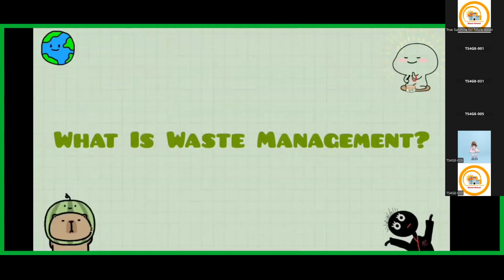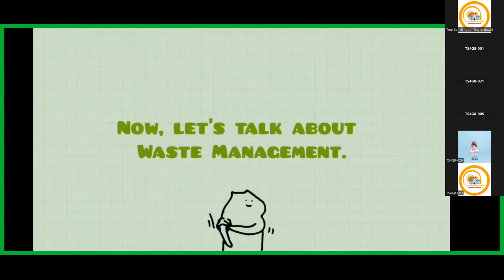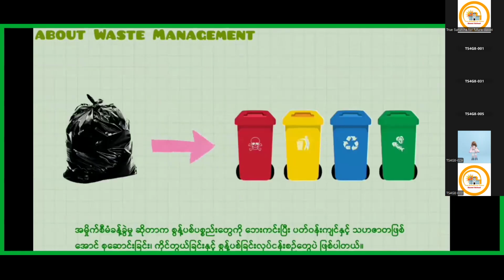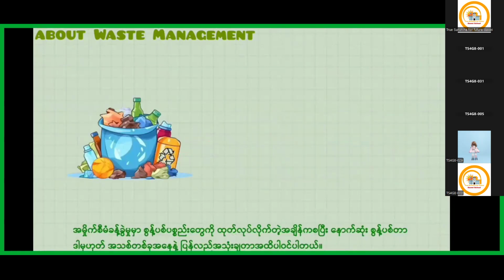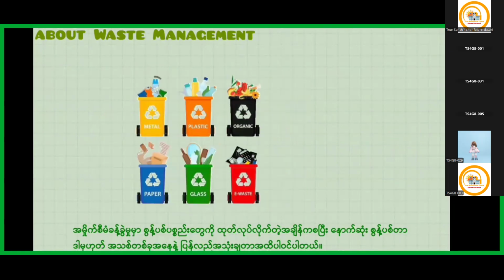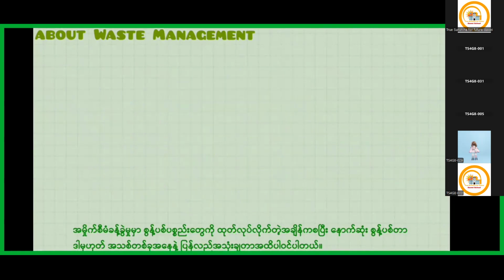What is waste management? Now let's talk about waste management. Waste management means the process of collecting, transporting, and disposing of waste materials in a safe and environmentally friendly way. It includes everything from the moment waste is created until it is finally disposed of or reused.